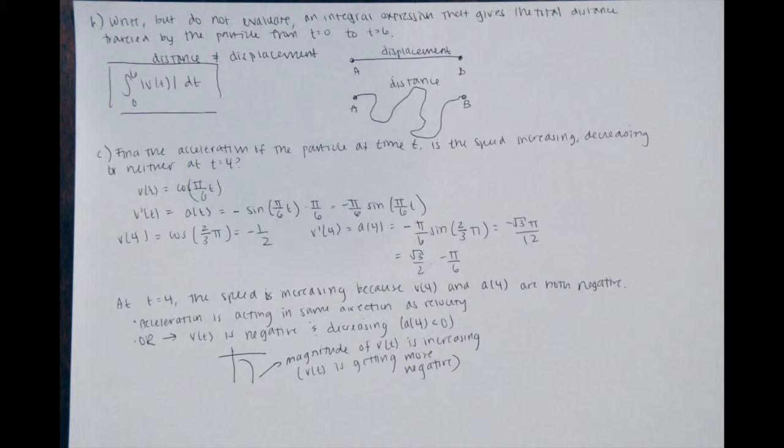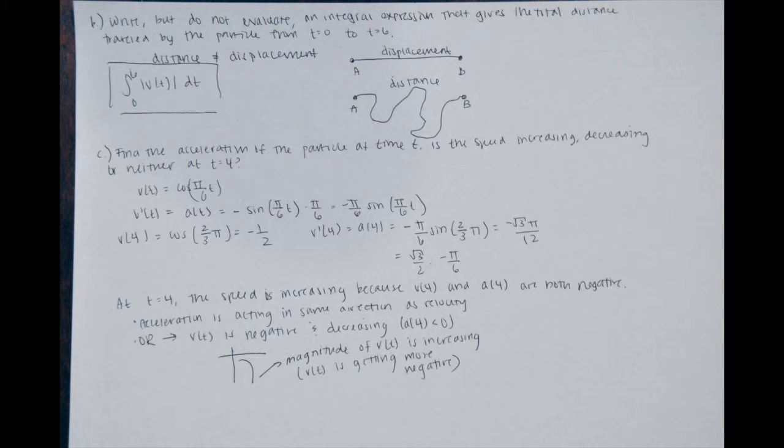So first we're going to find the acceleration function. Acceleration is just the rate of change of velocity. So to do that, we just take the derivative of the velocity function. When we do that, we get negative sine pi over 6t, and then we multiply that by the derivative of the inside to get negative pi over 6 times sine of pi over 6t.